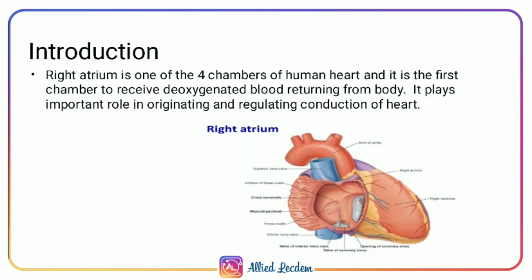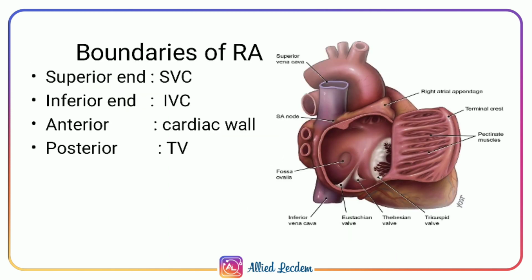The right atrium is one of the four chambers of the human heart. It plays an important role in originating and regulating conduction of the heart because it holds the SA node. Boundaries of RA: the superior end is the SVC, called the superior vena cava. The inferior end is the IVC, called the inferior vena cava. The anterior end is the cardiac wall. The posterior end is the tricuspid valve.